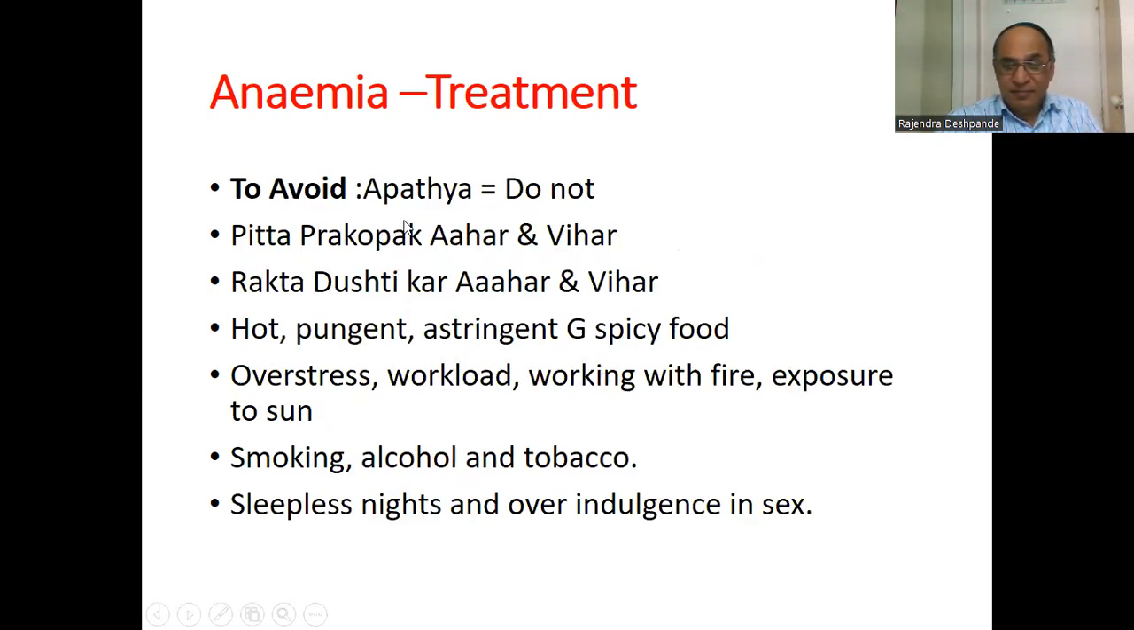When you are having low hemoglobin, no pitta prakopak ahara and vihara. What is that? Pitta prakopak means the person is eating all the time spicy, pungent, sour, salty, very hot, penetrating foodstuffs. All these are pitta prakopak, so don't do it. No pickles. No fermented products like curd. Yes, I am telling very correctly.